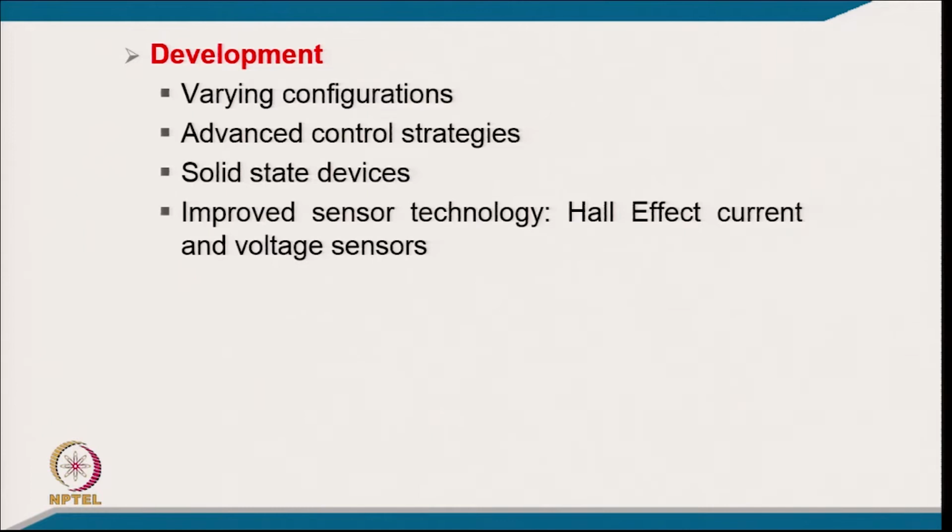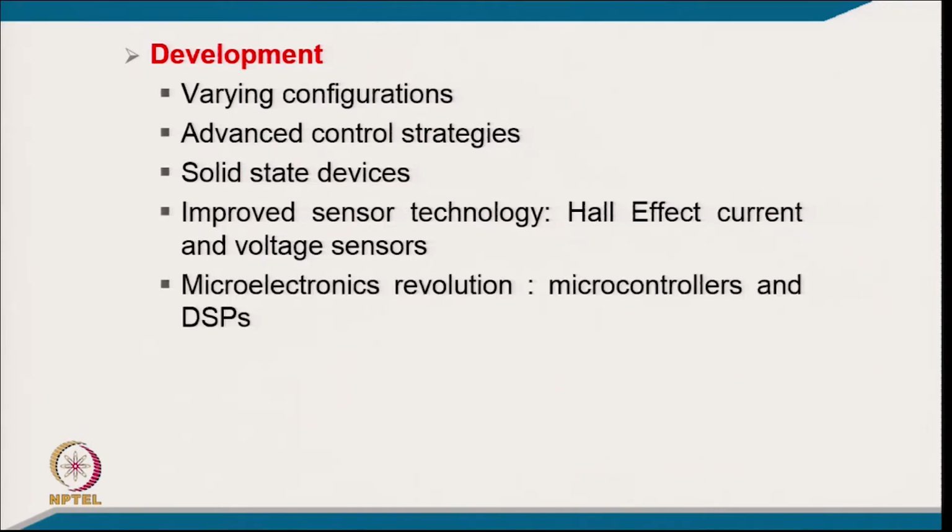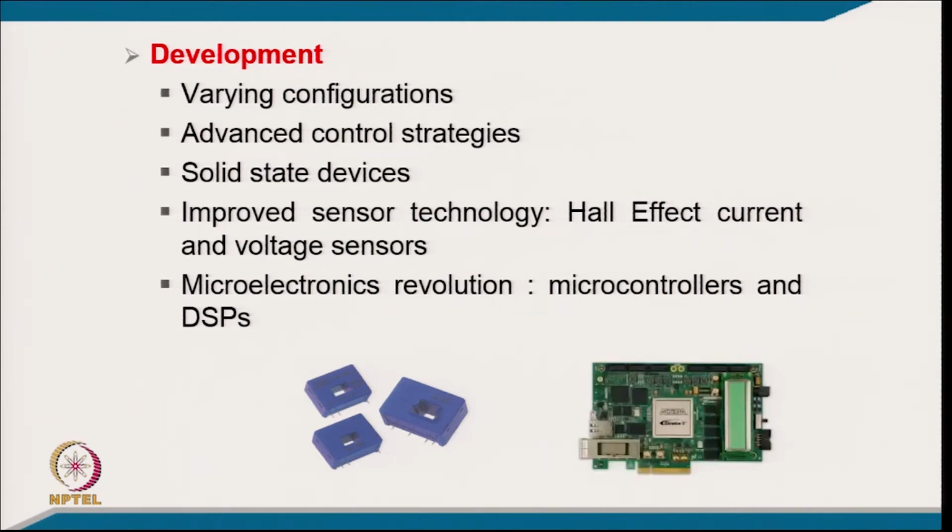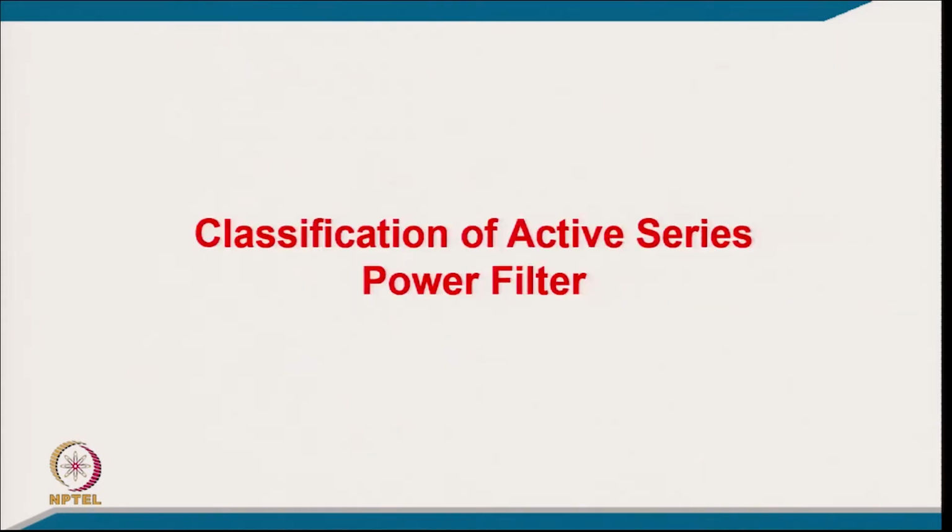These series active filters are now developed in varied configurations with advanced control techniques, different solid state devices and improved sensor technology, typically requiring Hall effect current and voltage sensors. Of course, with the microelectronics revolution, microcontrollers and DSPs are used to implement the control algorithm online. This is what the Hall effect current sensor and the DSP board used for implementing the control algorithm look like.